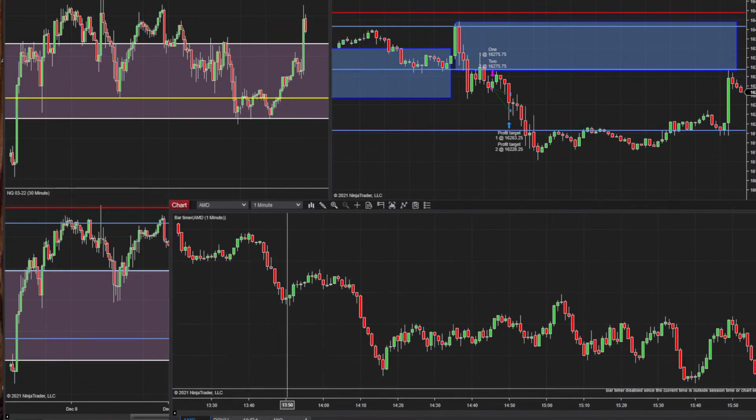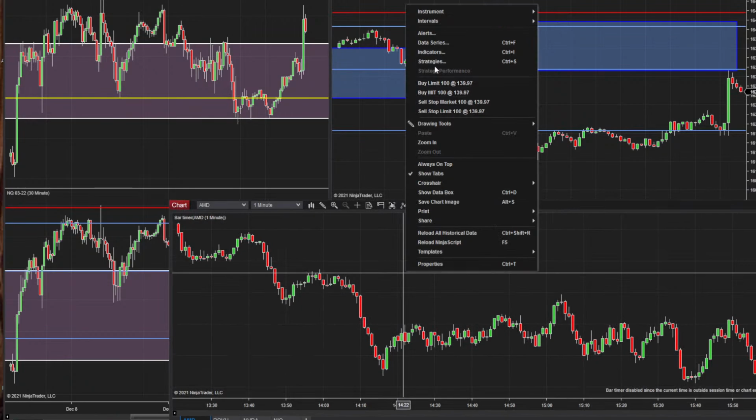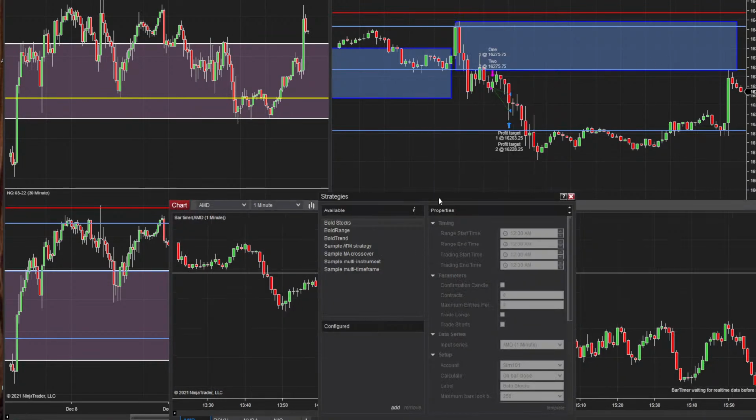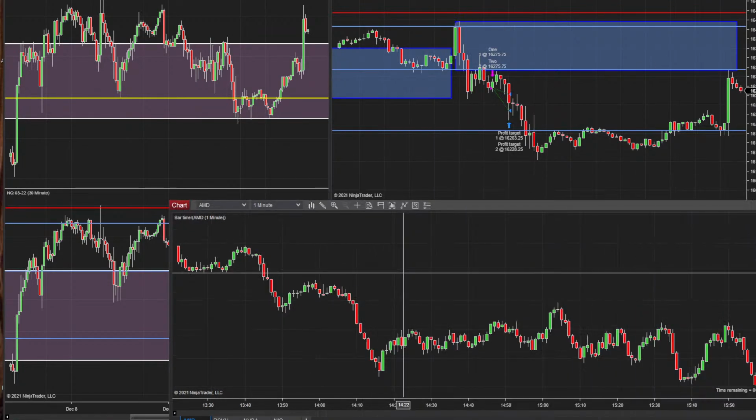All right, so like I said, YM probably won't take a trade out the gate, and we know that NQ doesn't either. Bold trend, template, load, AMD. Okay, cool. Put on my live account.